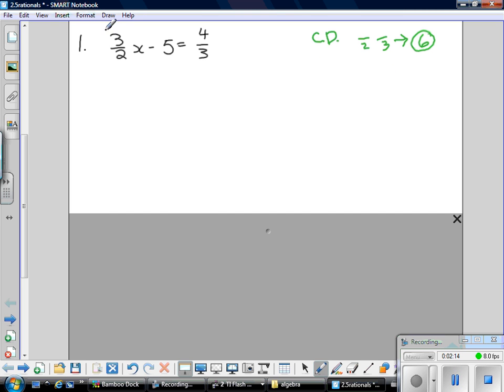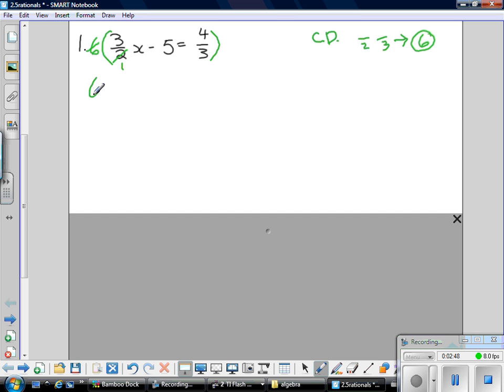So if I go back to the question, I'm going to take that whole equation and multiply it by 6. When I do that, that means 6 has to go into everything. So if I have 6 times 3 halves, what happens here is I could put 18 over 2, but how many times does 2 go into itself? Once. How many times does it go into 6? Well, it goes 2 times.